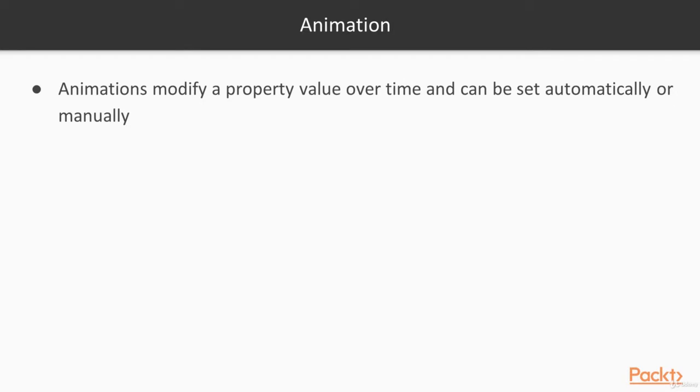Animations modify a property value over time, and they can be started automatically or manually, both with an optional delay. After the animation has run its course over the defined time period, it can stop, start over, or do the same thing but in reverse.